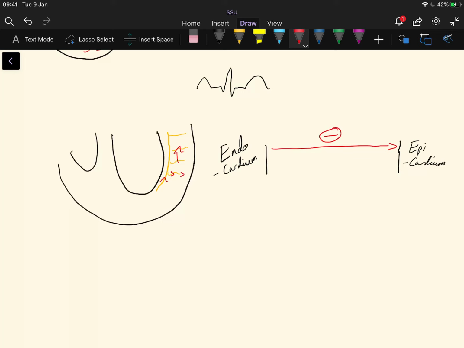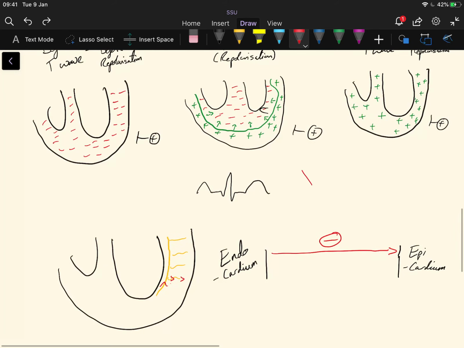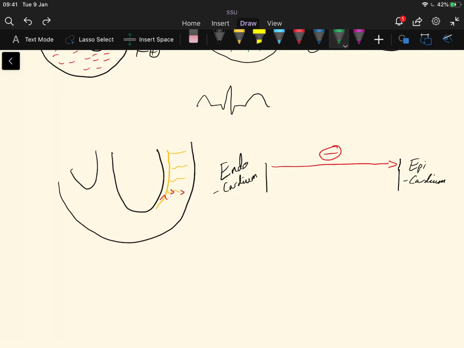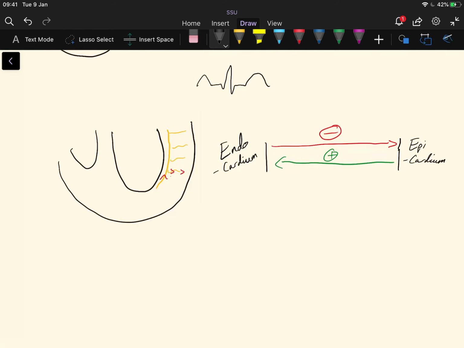But at a horizontal level it's moving from inside to out. However, as we've just said here, repolarization moves from the outside inwards. So repolarization is read as a positive charge. Now the reason for that is the actual electrophysiology of these different cells. So let's draw our membrane potential graph.